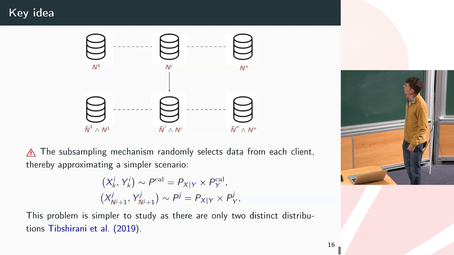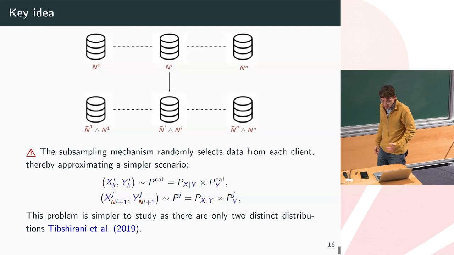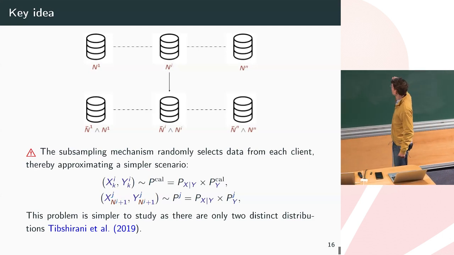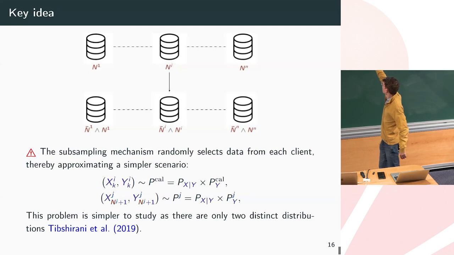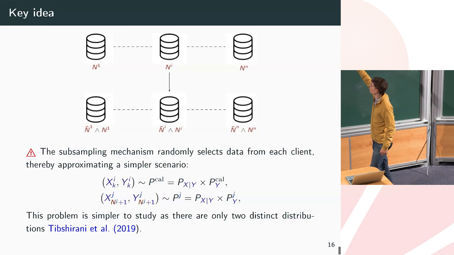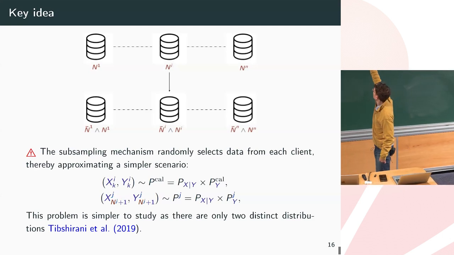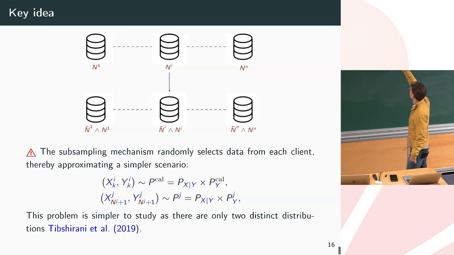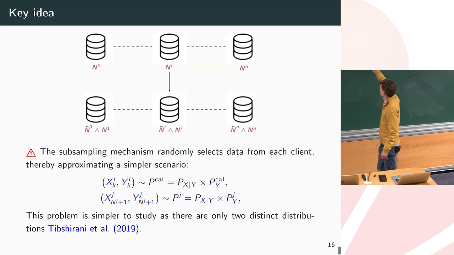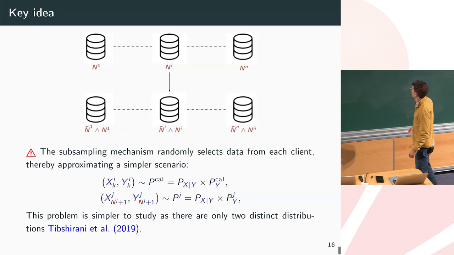The main idea was to go to a simple case, because if you do some randomization, then you can expect, though it is not exactly true, that you will obtain data sets that are almost IID. First the data is not IID at all, we have some heterogeneity, but if you subsample, you are almost in a simple case where your subsampled data are IID from a mixture calibration distribution.